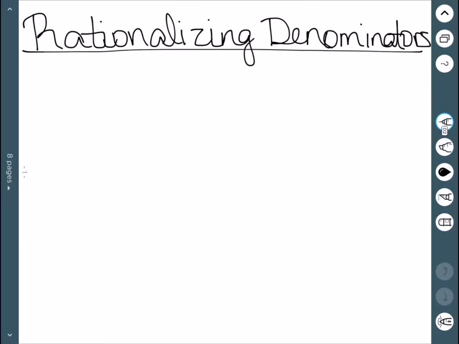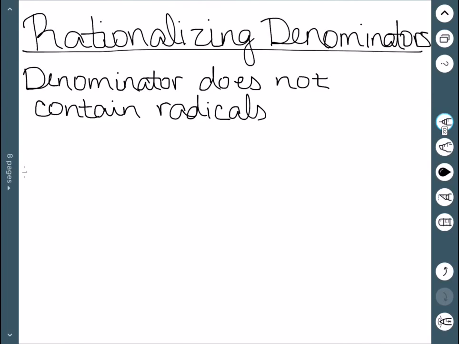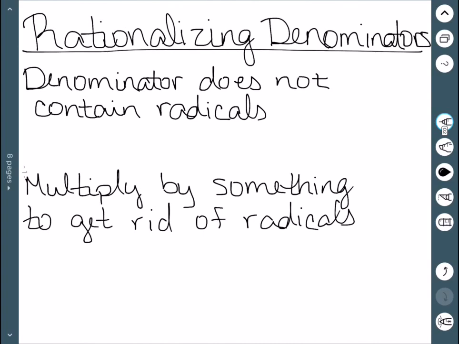We'll now discuss rationalizing denominators. So the first question is, what do we mean by rationalizing a denominator? The idea here is we don't want the denominator to contain radicals. When we've got rid of all of the radicals, all of these roots on the denominator of the fraction, we call it rationalized. So we're going to do this by multiplying by something to get rid of the radicals.